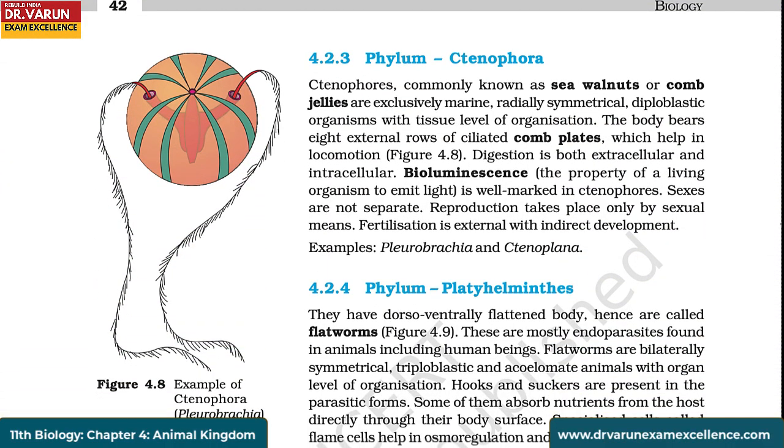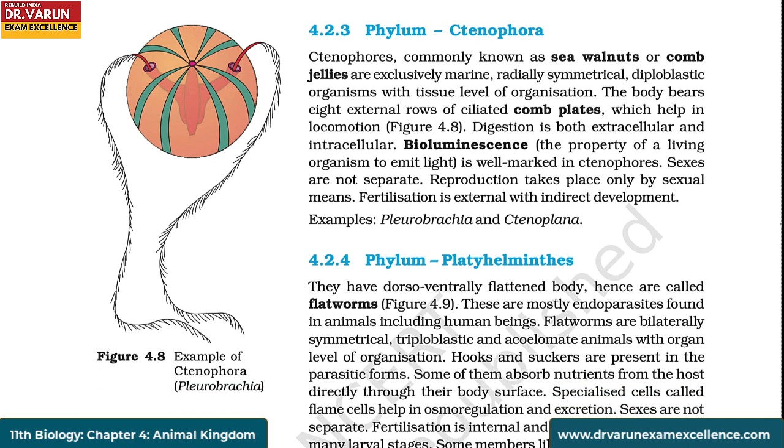Phylum Ctenophora. Ctenophores, commonly known as sea walnuts or comb jellies, are exclusively marine, radially symmetrical, diploblastic organisms with tissue level of organization. The body bears 8 external rows of ciliated comb plates, which help in locomotion. Digestion is both extracellular and intracellular. Bioluminescence, the property of a living organism to emit light, is well marked in ctenophores.